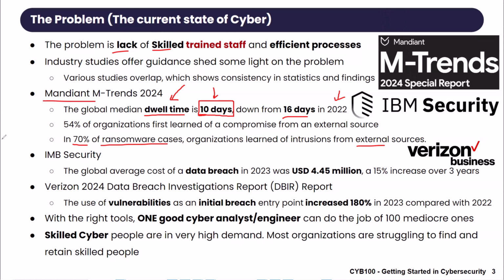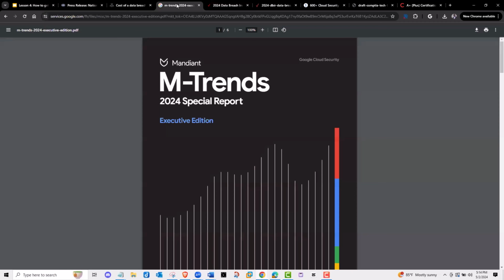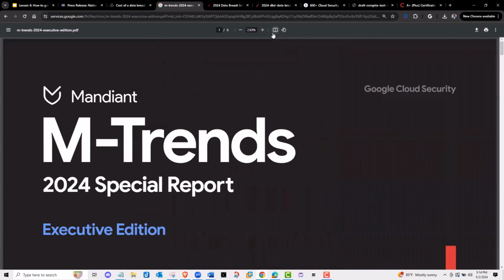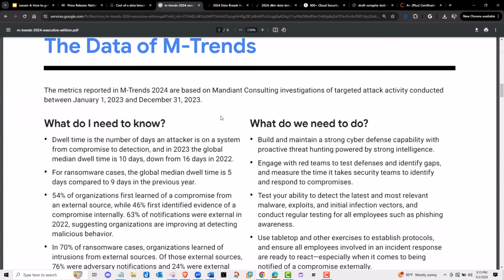That's Mandiant, and let me go ahead and just show you the study here. If you go to Mandiant, this is the M-Trends report, and I'll put this in the resource section for you all as well. I'll put the link there, and you can just download this. And if you want the full report, it's going to be in the description as well.